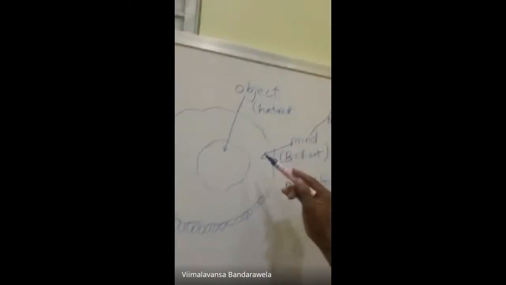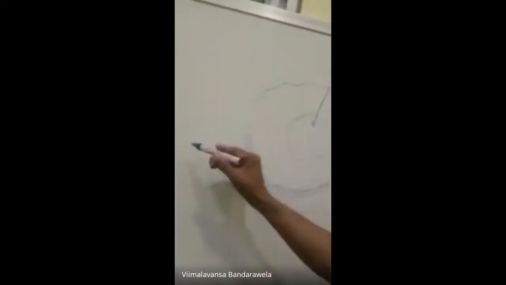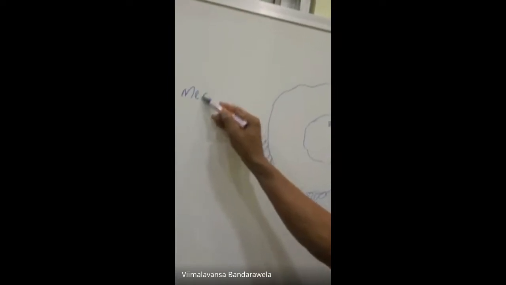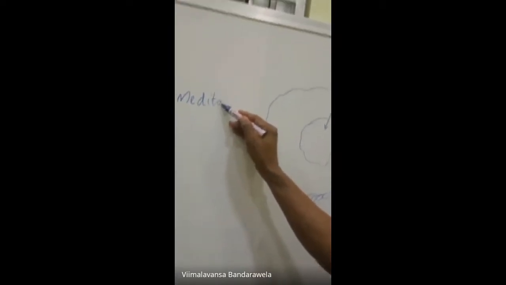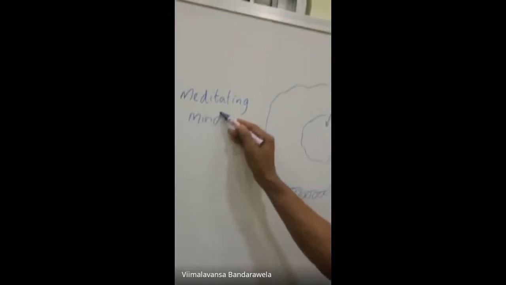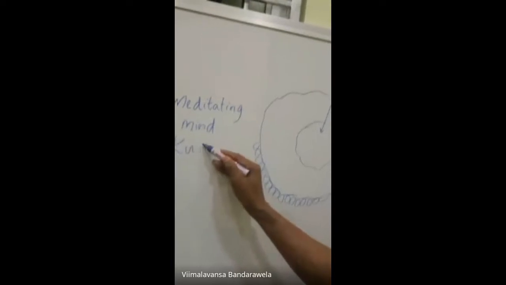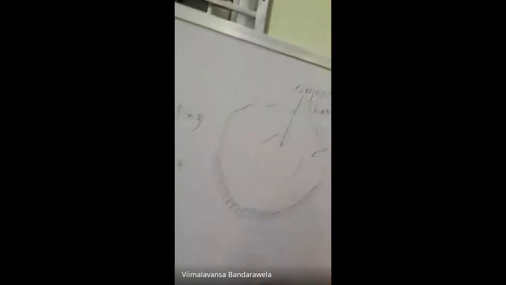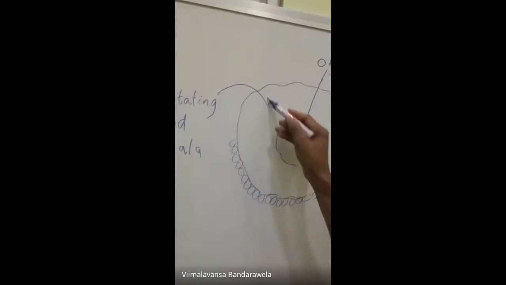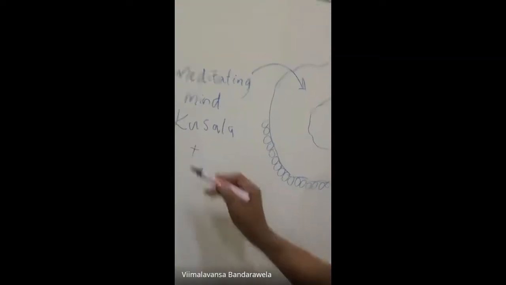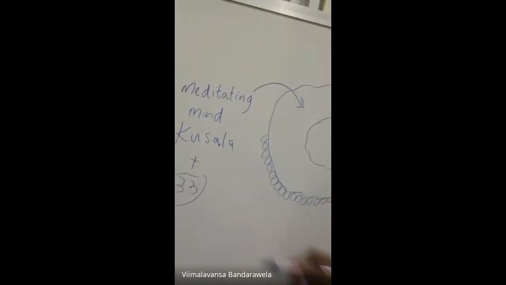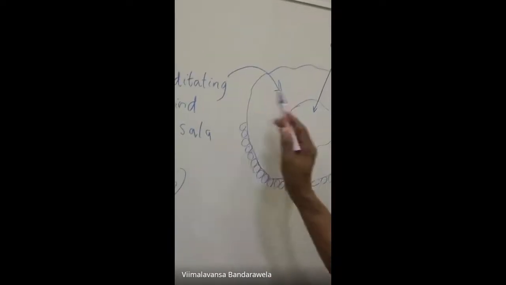For example, if you meditate in mind, right? So meditating mind is not akusala mind. That is kusala mind. Meditating mind is kusala mind. So if this is meditating mind, you have associated mental factors are 33, right? 33 mental factors associated with this mind, right?